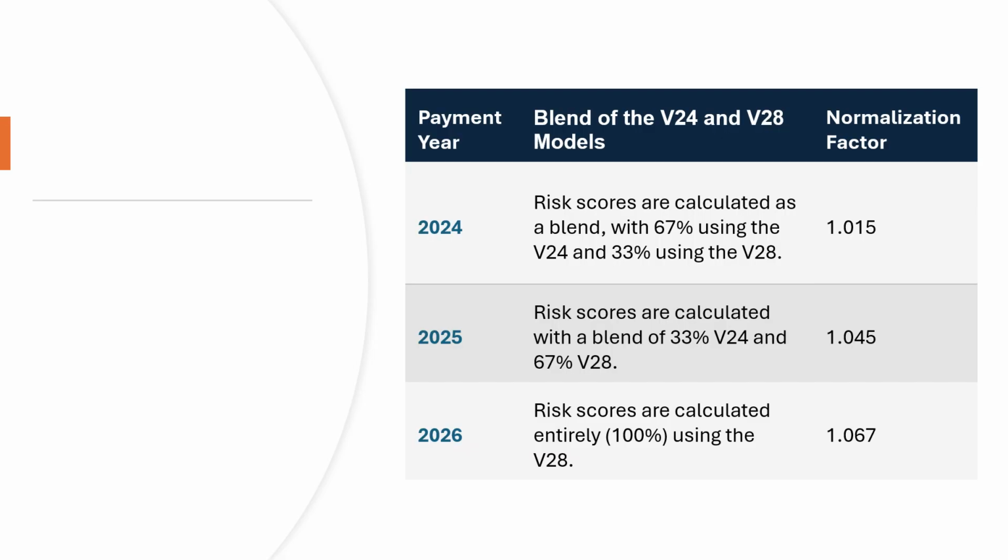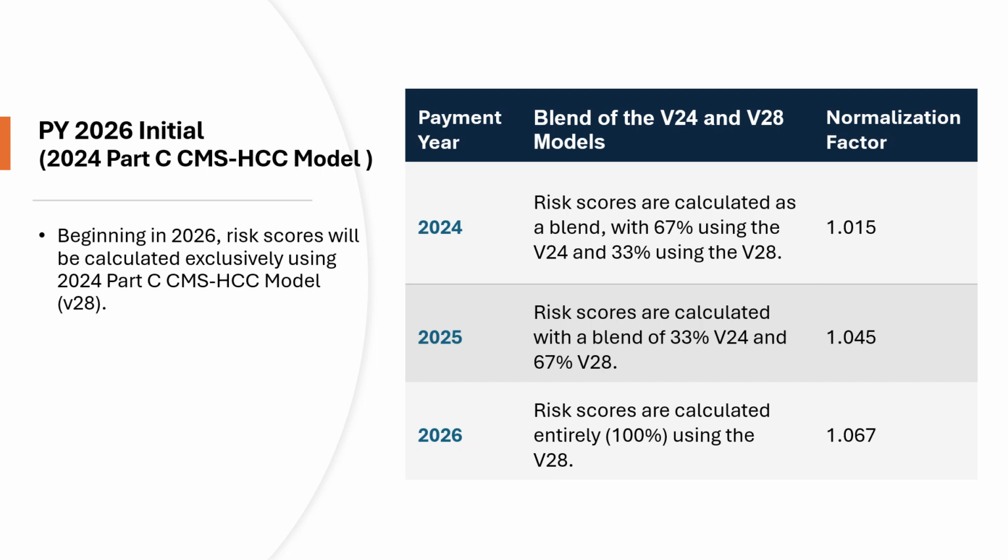The CMS-HCC V28 model is a new risk adjustment model that is being phased in over 3 years to replace the current V24 model. During this transition, risk scores are calculated using a blend of the V24 and V28 models. In 2024, 67% of the risk score is based on V24, and 33% is based on V28. In 2025, the blend is reversed, with 33% based on V24 and 67% based on V28. By 2026, the V28 model will be fully implemented, with 100% of risk scores calculated using it.